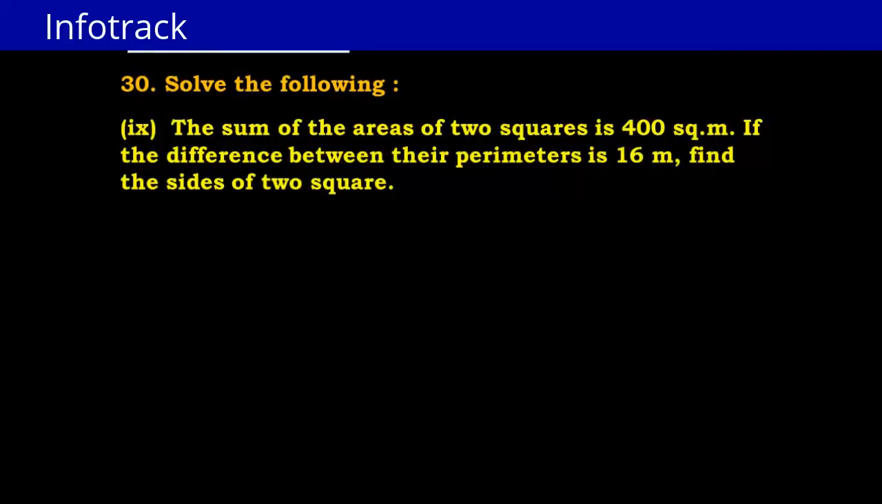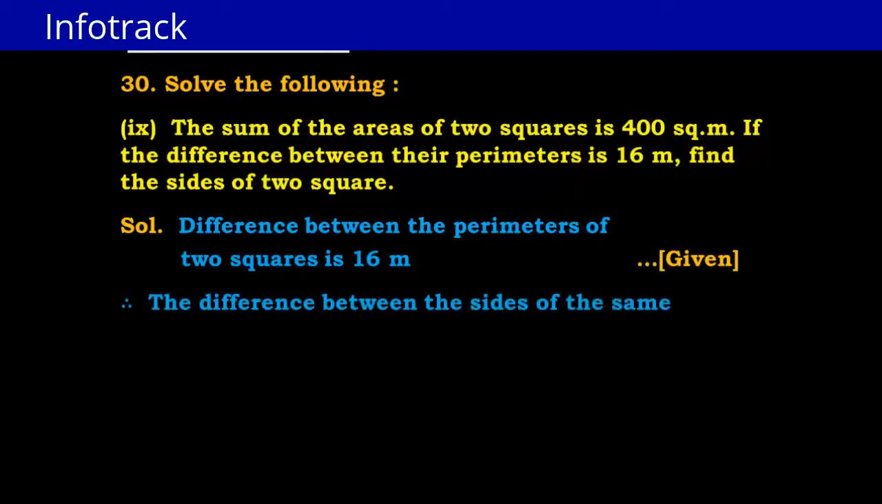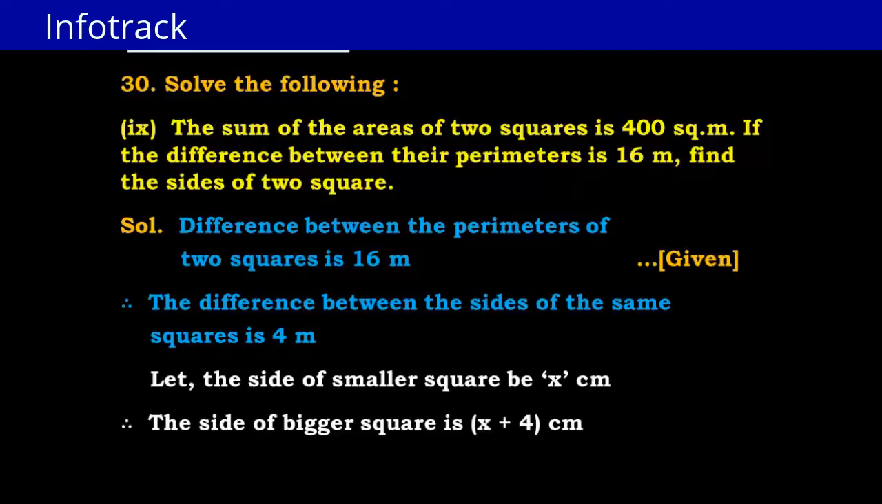is 400 square meter. If the difference between their perimeters is 16 meter, find the sides of two squares. See, difference in their perimeters is given as 16 meter. Now see, difference between the perimeters of the squares is 16 meter. So the difference between the sides of the two squares is 4 meter. So we can write the side of the smaller square be x centimeter and the side of the larger square be x plus 4 centimeter.